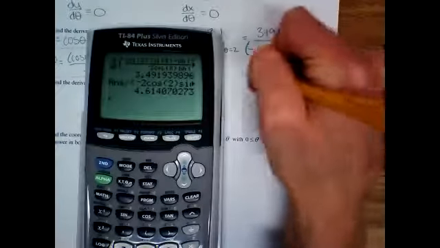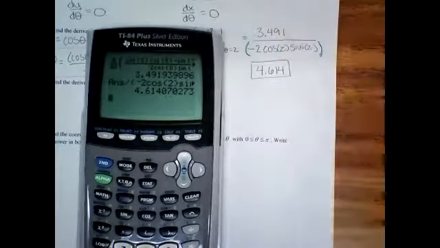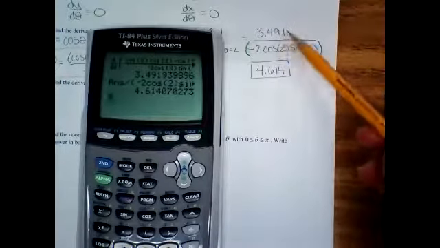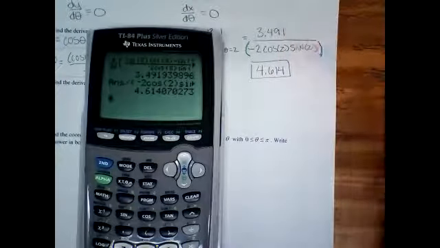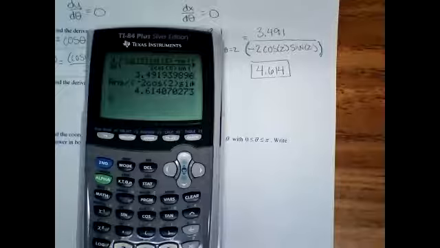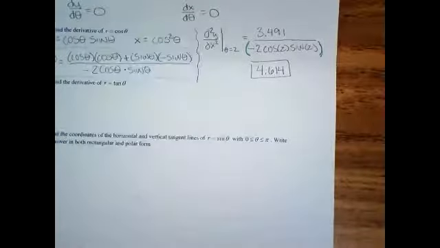But you had better believe that if it was a multiple choice question, 3.491 would be one of the wrong choices. So I just wanted to make sure we talked about it, is all. All right, let's try another one.